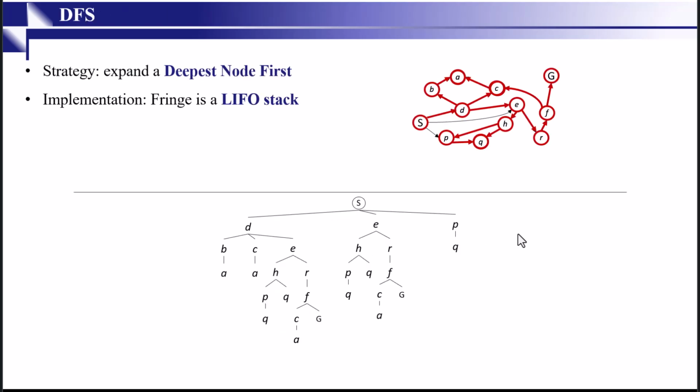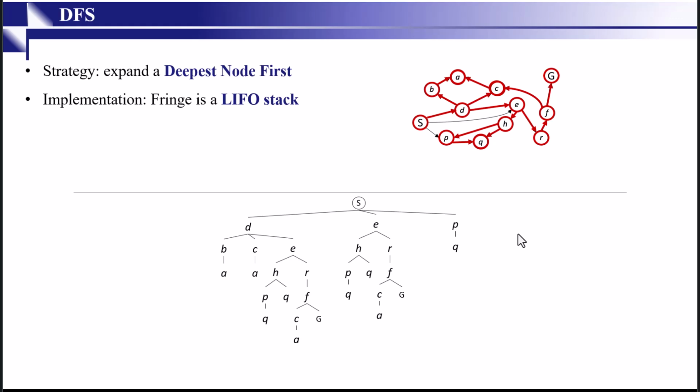The main strategy of DFS is very simple. We always expand the deepest node first. In other words, it follows one path all the way down before considering other branches. This allows DFS to explore solutions that are far from the root efficiently.